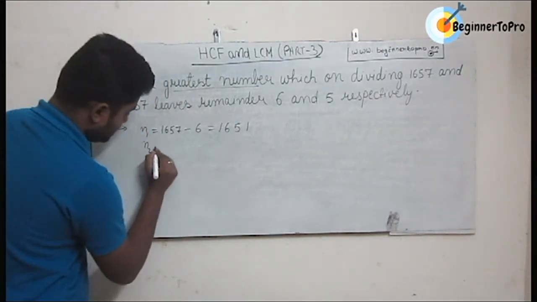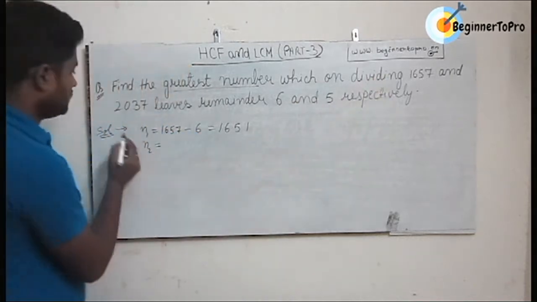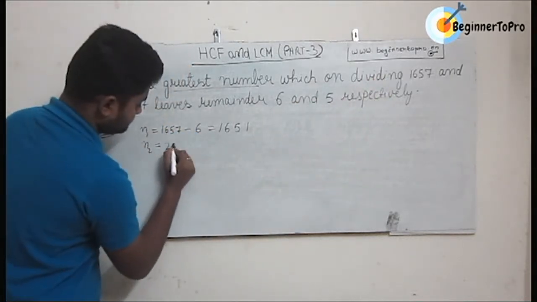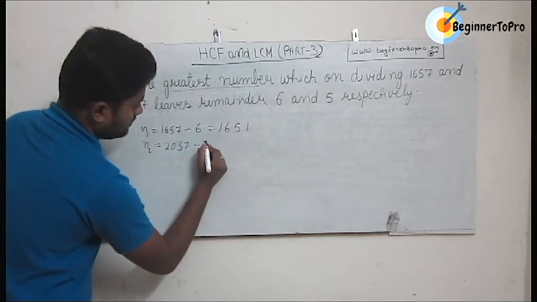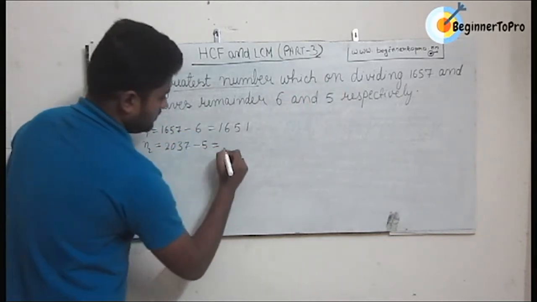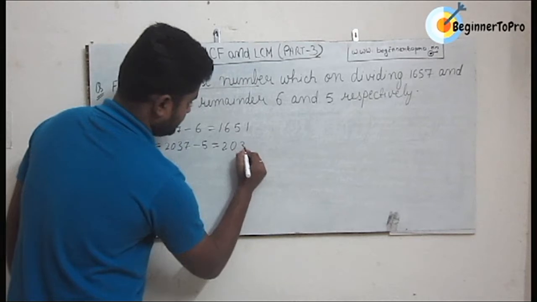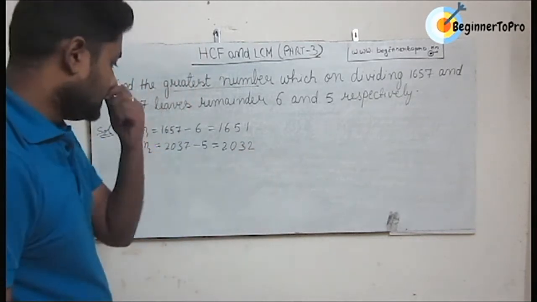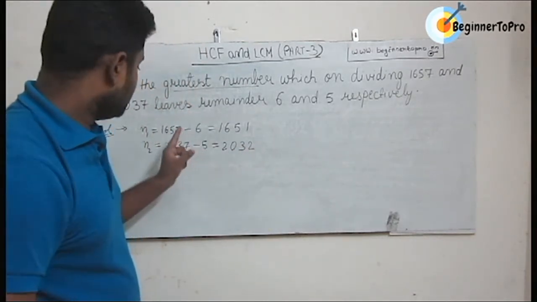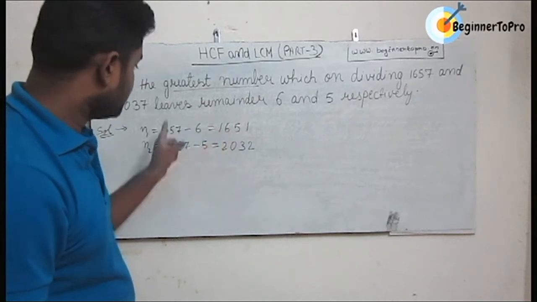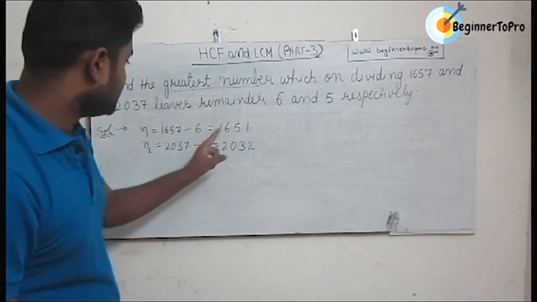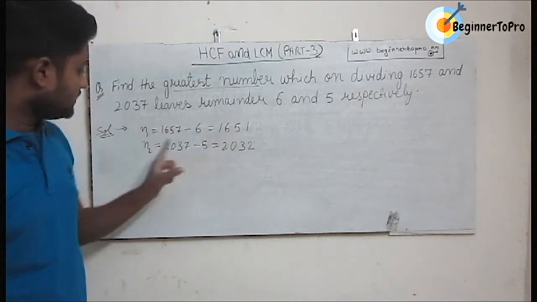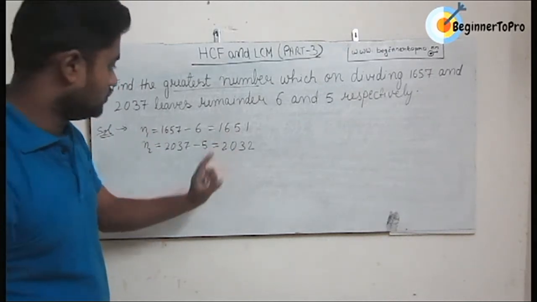Now, similarly, N2, which is equal to 2037 minus its corresponding remainder, which is 5. 2032 will be the answer. After getting the result from subtraction, then find HCF. Now we will find the HCF of N1, which is 1651, and N2, which is 2032.